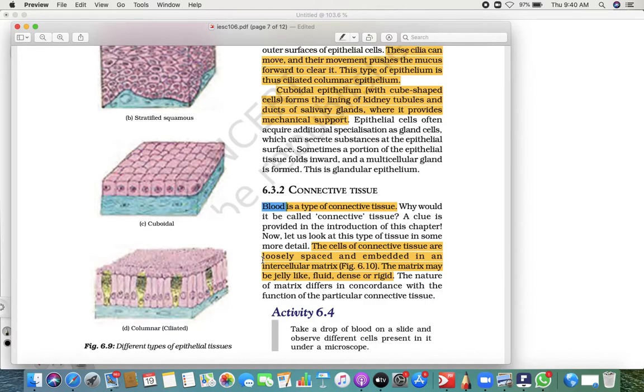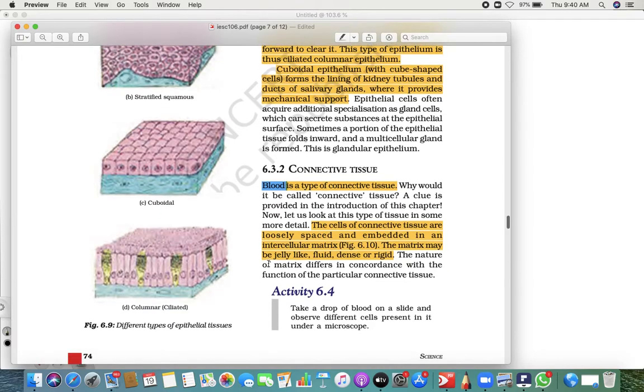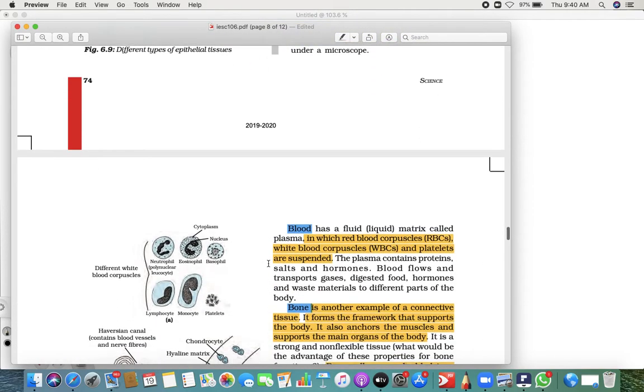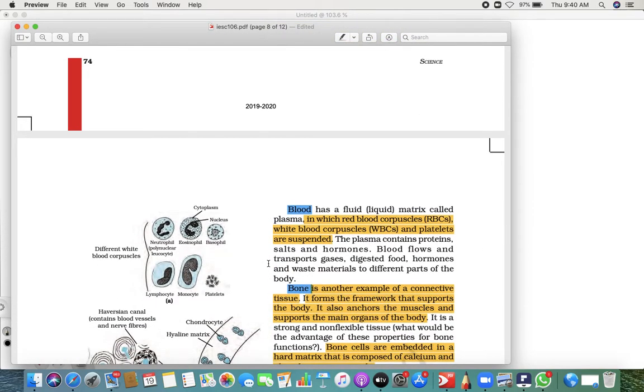The cells of these tissues are loosely spaced, and it has an intercellular matrix. Now the blood itself is not one material. It is made up of many things. The first thing it consists of is RBC. We call it red blood cell. So why does the blood look red in color? Because it has the RBC, red blood cells.